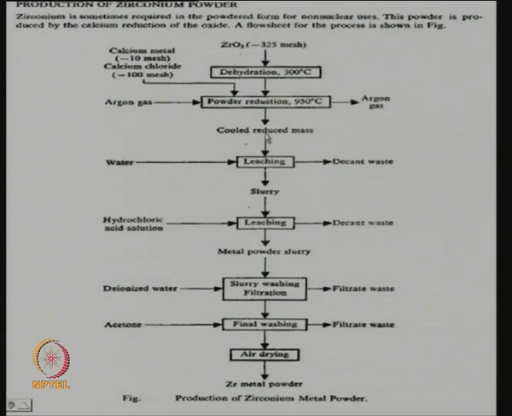We have a cooled reduced mass, leaching slurry, again leaching by hydrochloric acid. We get a metal powder slurry because you already have the zirconium in the reduced mass. The hydrochloric acid solution is simply taking away all the muck, leaving the metal powder, and then deionized water final washing, air drying, zirconium metal powder.